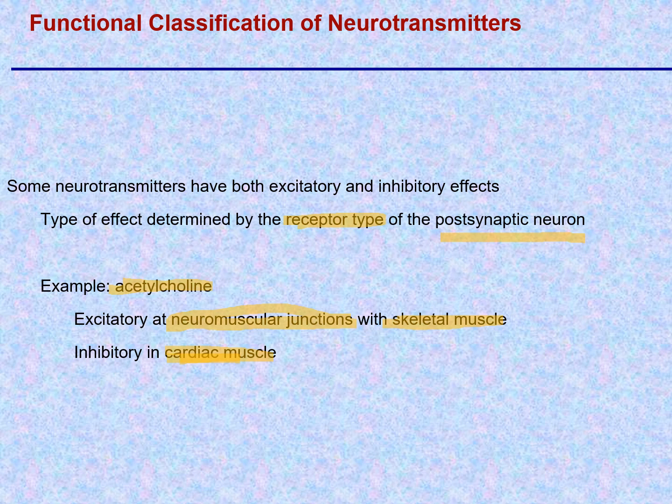You can have different neurotransmitters having inhibitory or excitatory effects, or you can have a single type of neurotransmitter which can have either excitatory or inhibitory effects depending on what type of receptor it is binding to. And receptors will differ on different tissue types.